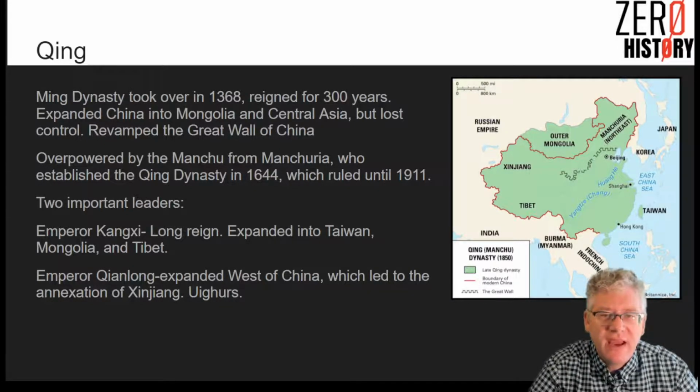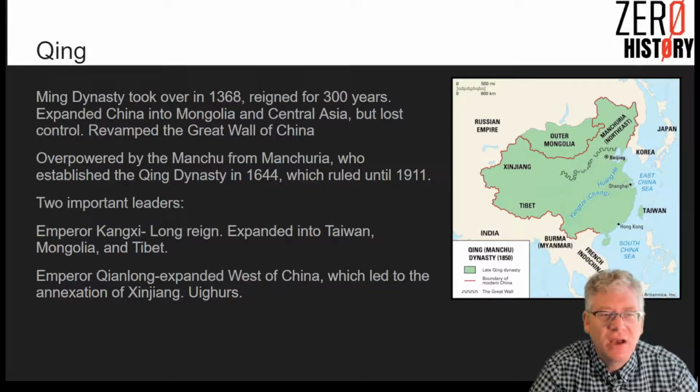And so they will invade into China and take over control, defeat the Ming dynasty, and establish a new dynasty called the Qing dynasty in 1644. This will be the last dynasty of China. It will rule until 1911 when it will be replaced by the nationalists, and then of course the communists, which rule today. A couple of important leaders here for us over time.